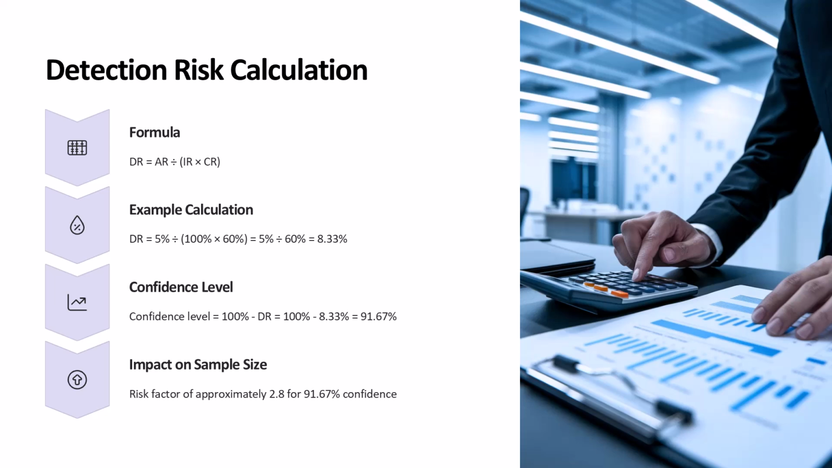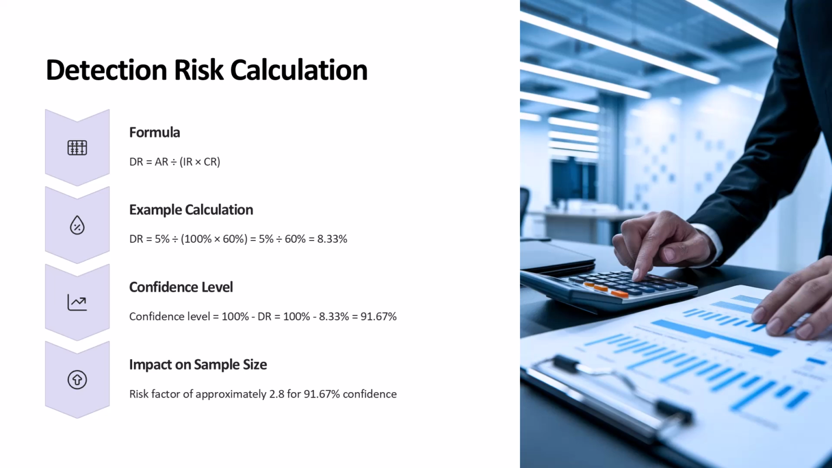Detection risk calculation. Let's say your audit risk is 5%, inherent risk is 100%, and control risk is 60%. You need to determine your detection risk, which will then dictate your required confidence level and sample size. DR = AR / (IR x CR) = 5% / (100% x 60%) = 5% / 60% = 8.33%. This means your confidence level needs to be 91.67%, 100% minus 8.33%, which affects your risk factor and ultimately your sample size.